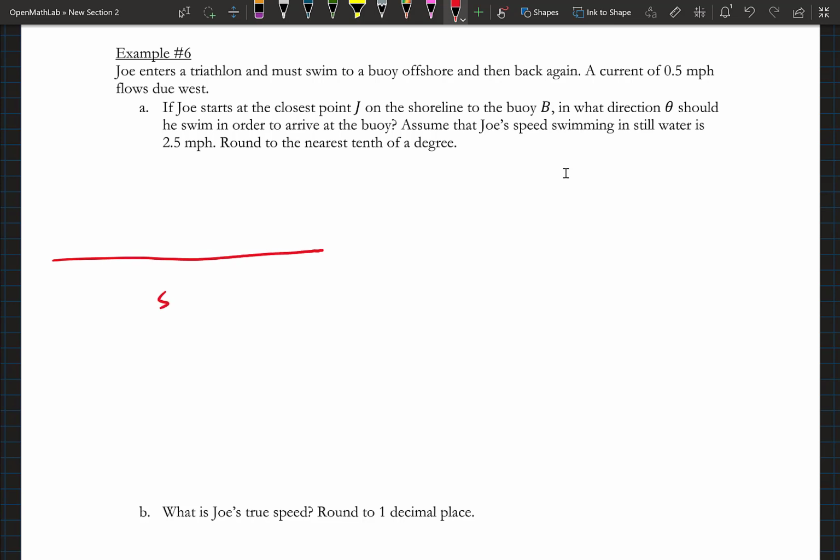Right, so here's the shore, and then out here is the buoy. Let that be point B, and then here's J.